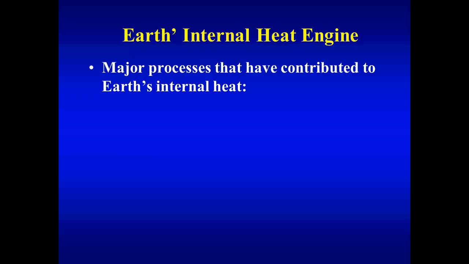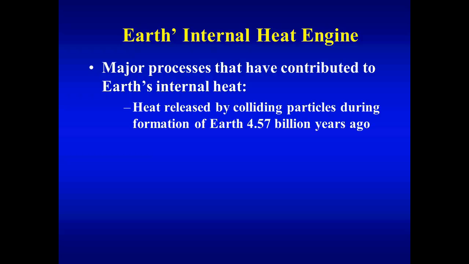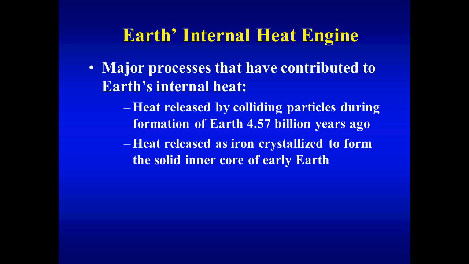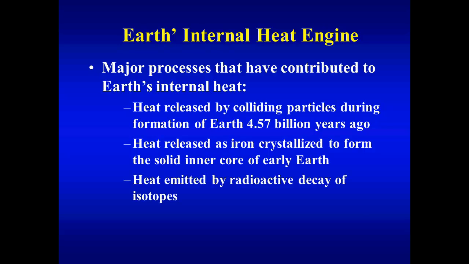Major processes that have contributed to Earth's internal heat included the heat released by colliding particles during the formation of Earth back about 4.57 billion years ago. There was also the heat released as iron crystallized to form the solid inner core of early Earth. Heat emitted by radioactive decay of isotopes, and even the moon-forming impact that occurred at 4.5 billion years ago certainly added more internal heat to our planet.